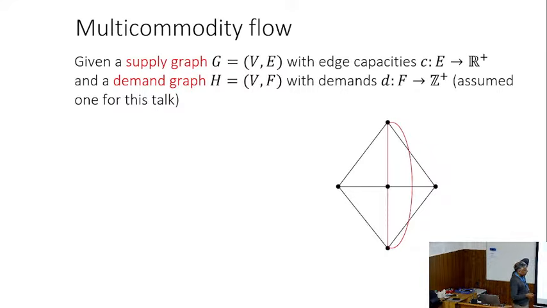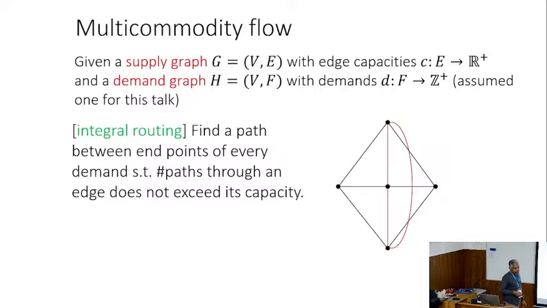So what is the setting we are in? We have a graph G, which I'll call a supply graph, and I'll usually draw it in black. And we have a demand graph H, which I'll always draw in red. The vertex sets of both graphs are the same, the edge sets are different. Every edge in the supply graph has a capacity, which could be from the reals, but for this talk I'll assume they are integers, both the capacities and demands. The demands we'll assume in this talk are just 1. So this could be an example supply and demand graph.